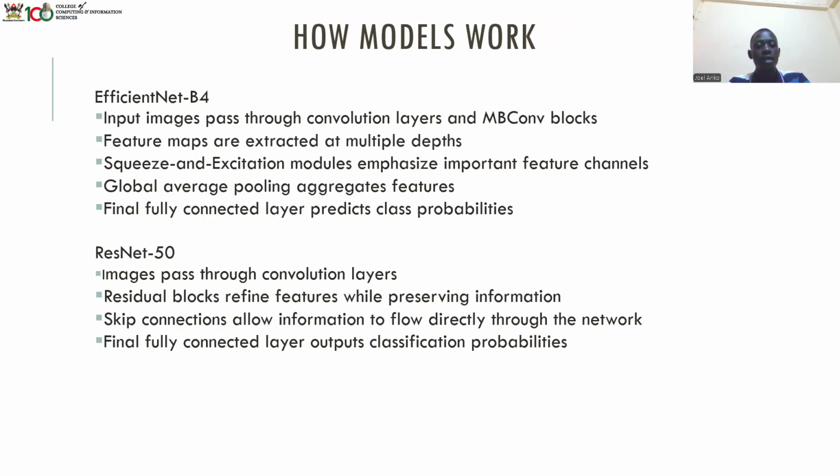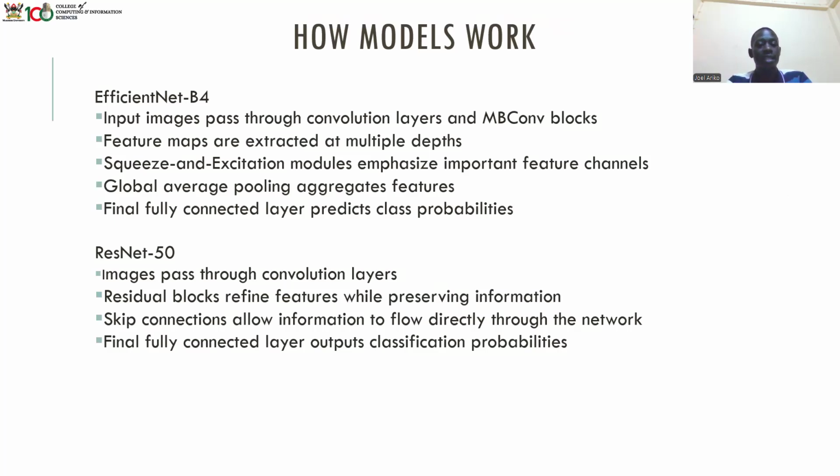Then how the models work. For the EfficientNet B4 architecture, in fact all these models work through inputting images, and the images pass through different layers depending on the architecture. So the feature maps are extracted, and particularly for the EfficientNet B4 it extracts the feature maps at multiple depths. As I told you, it has the network depth, the network width, and the image resolution.